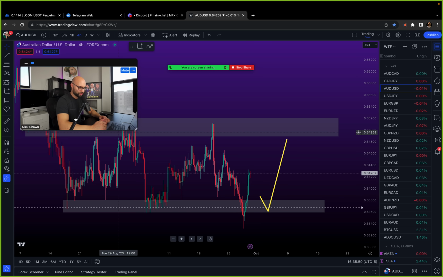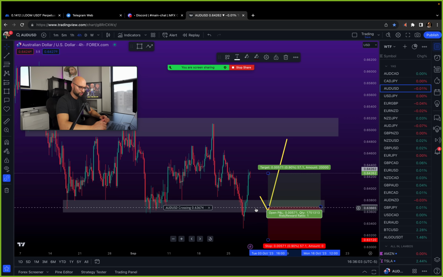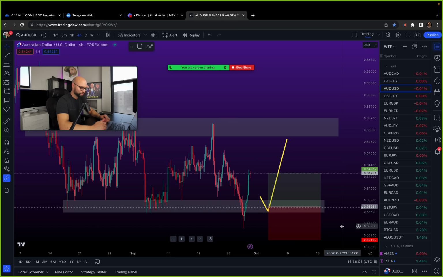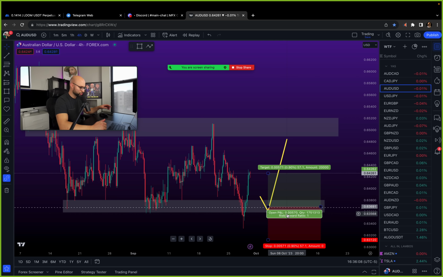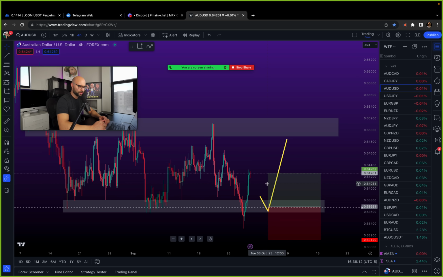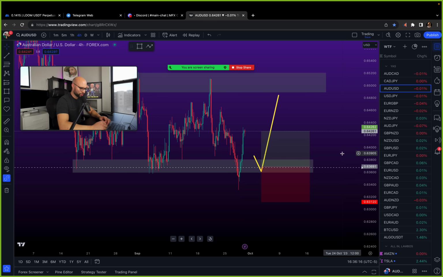So with this one, how I'm going to structure this trade is when price comes back down to the zone, you can see that I have an alert right here. So that's the alert sitting there. I'll get a notification on my phone from TradingView because I've got the TradingView app on my phone. And it'll say, hey, AUD/USD is at the zone. So what I'll do is I'll just go in here.